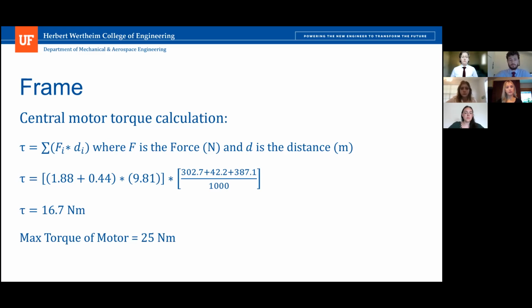This will give us a final torque of 16.7 Newton meters, while the motor that we are using provides a maximum torque of 25 Newton meters. This allows us the conclusion that our system is actually capable of moving, and it's not forcing the motor at its max capacity.